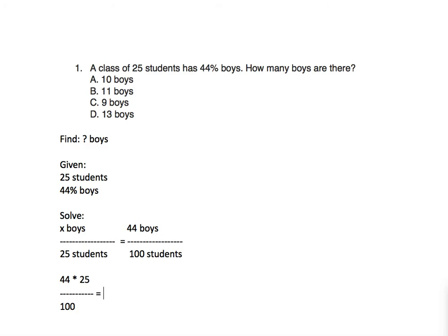So 44 times 25 equals 1,100, divided by 100 equals 11. And that's X boys, so it's 11 boys. And so the answer here would be B.